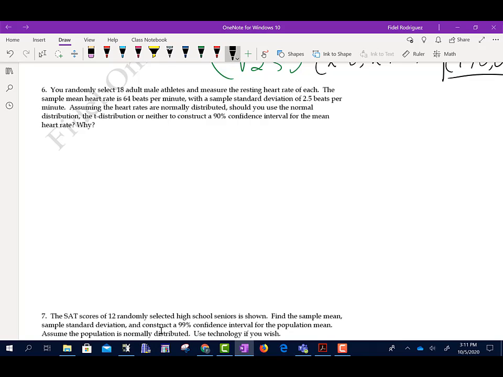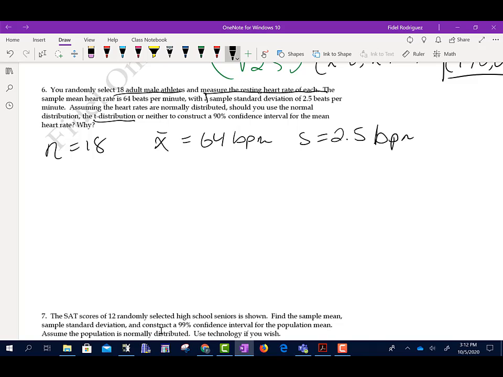Okay, so let's go through the problem. First thing we know, N is going to be 18, right? We're picking 18 adult male athletes. We know that my X bar is going to be 64 beats per minute, right? We know that our sample standard deviation is 2.5 beats per minute, okay? So should we use normal distribution or t distribution? We're going to use t distribution because we have the sample standard deviation, okay? So guys, remember, if my n is 18, my degrees freedom is going to be 18 minus 1, which is going to be 17, okay?